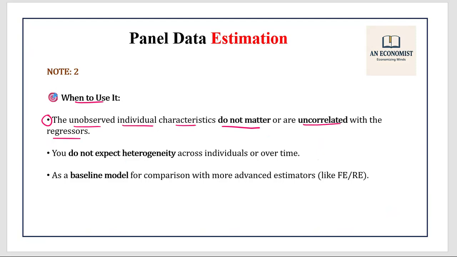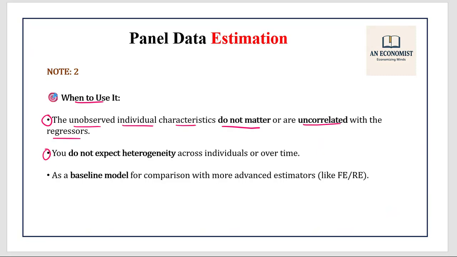Now, if you feel that the characteristic is not strong enough to affect the dependent variable, that is the wage, and in the previous example I gave the example of wage, if you assume that innate ability will not affect the outcome variable, then you can simply ignore it. So this is one use case when you can use this oversimplified pooled regression model to estimate your penalty. Or the unobserved individual characteristics are simply uncorrelated with the regressor.